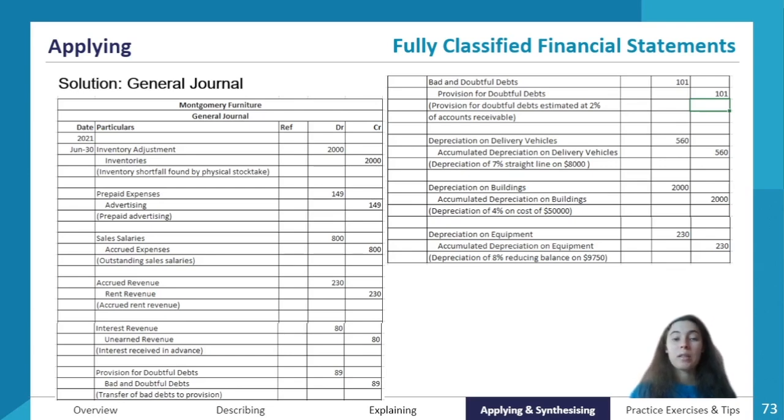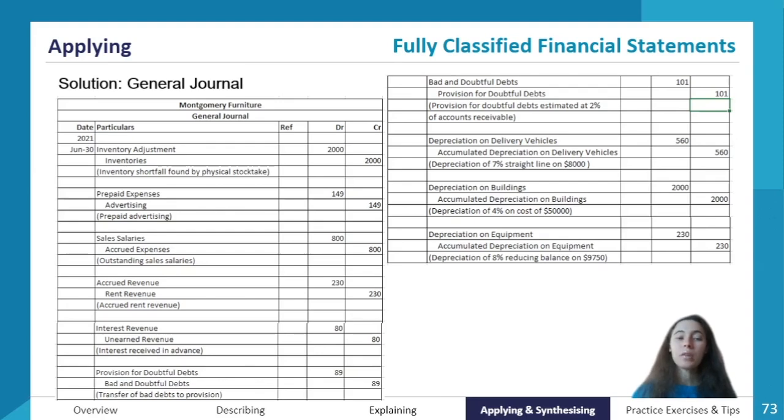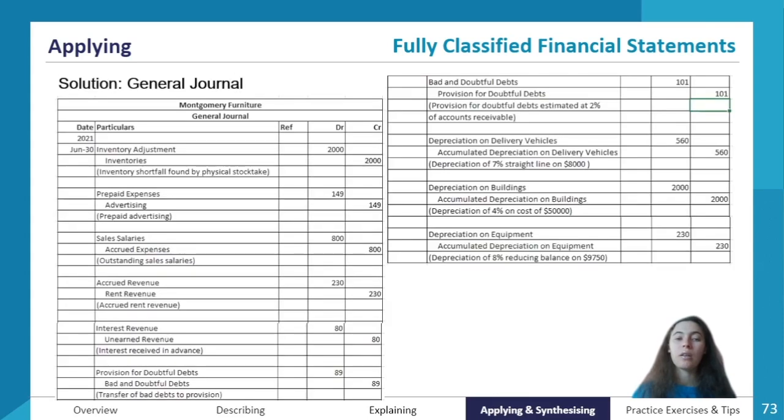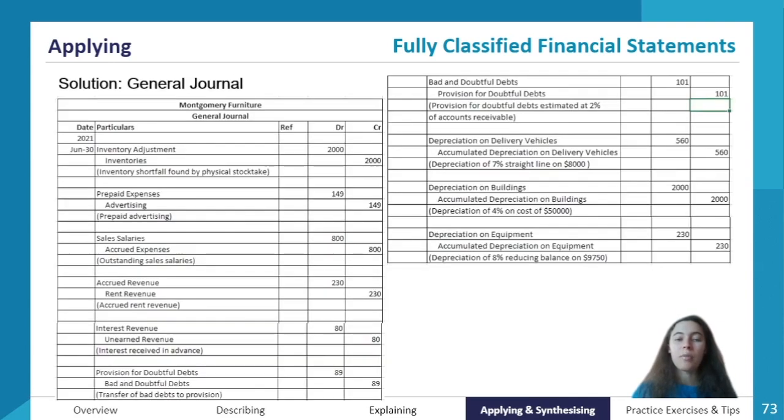For our prepaid expenses for advertising, we've got 149, and we can see that that's taken directly from this adjustment here of advertising prepaid is 149. Sales salaries of $800 was our accrued expense, again taken directly from the information that we've been given. Our accrued revenue for rent, 230, again taken from that. Interest revenue of 80 is also taken from the information we were given.